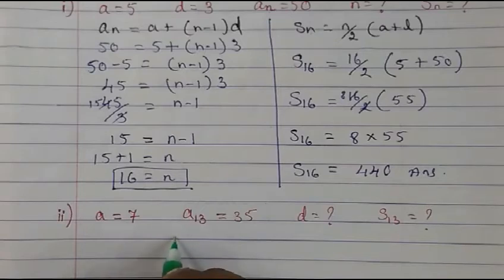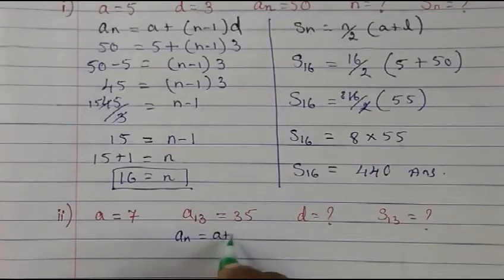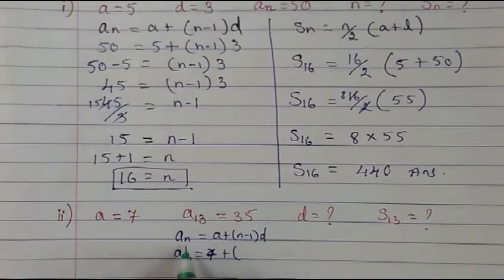Within the formula, this is An. A13 means An, right? So An is equal to a plus (n minus 1)d. So A13 is a plus... a is 7, plus n is 13, minus 1, d. So that gives us 7 plus 12d. By the way, this is equal to 35, because A13 equals 35, right?